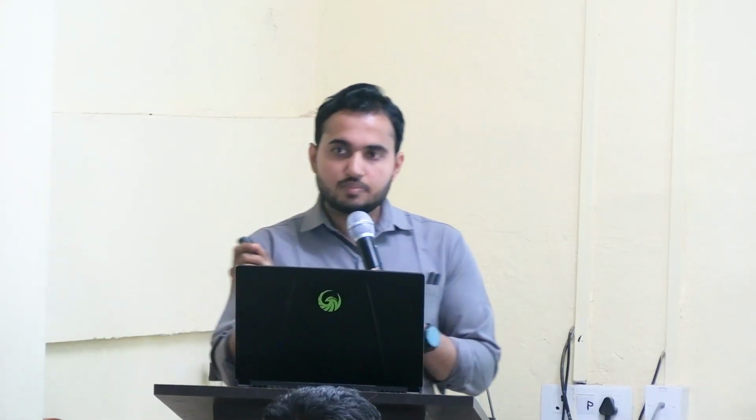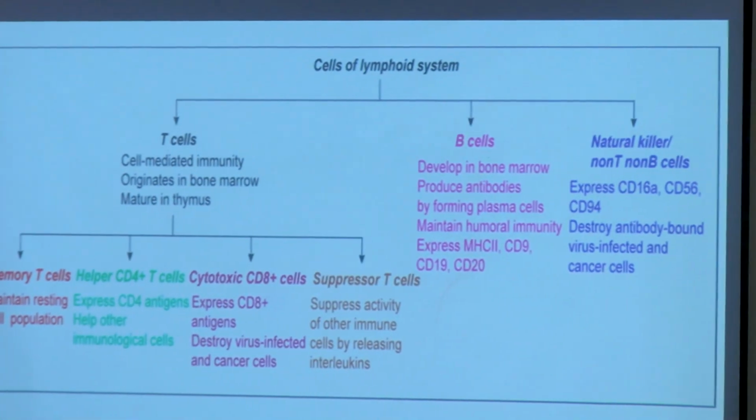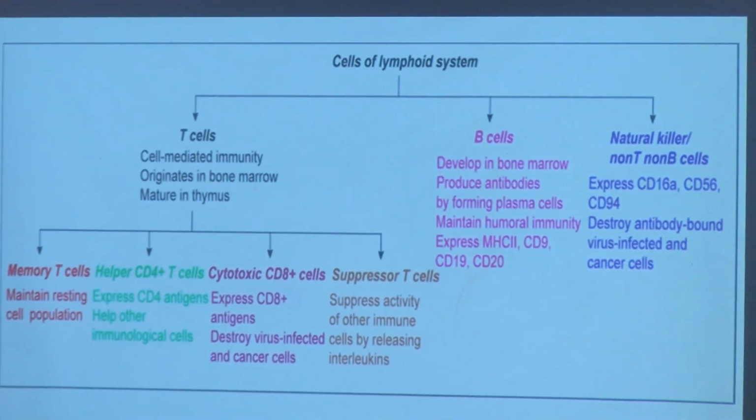You cannot miss the cells. Any system will have organs, and organs will have tissue. Now inside the tissue, what will be present? Cells will be there inside the tissue. Common sense. So similarly here you can see the list of cells which are present in the lymphatic system. Mainly three types of cells are there: T cells, B cells, and natural killer or non-T non-B cells.